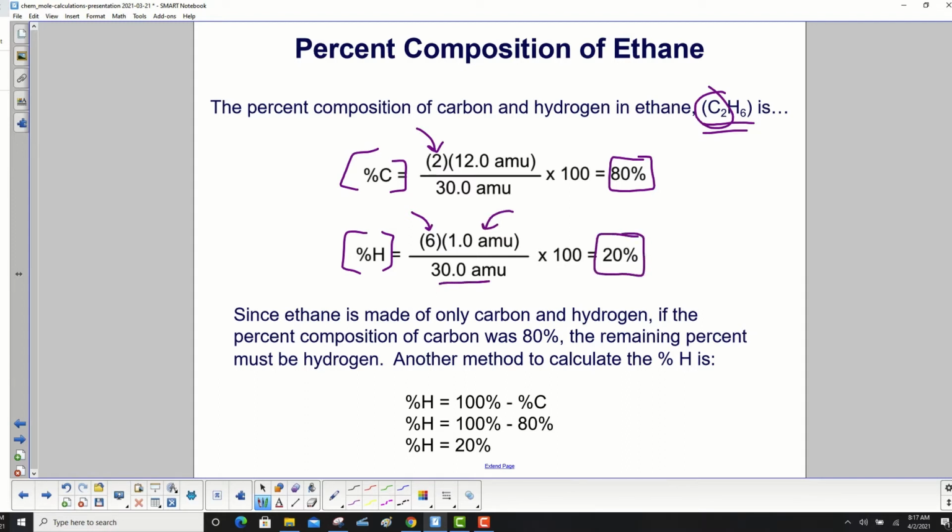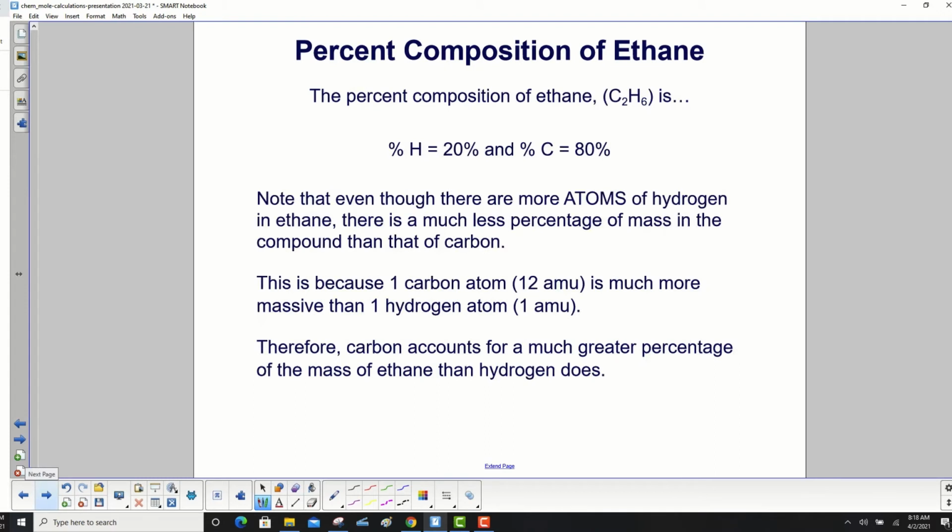Now, since ethane is made up of only carbon and hydrogen, if the percent composition of carbon was 80%, the remaining percent must be hydrogen. So you would have 100% minus the percent of carbon will give you the percent of hydrogen. So 100 minus 80, 20%. So here's our percent of hydrogen, 20%, and carbon, 80%.